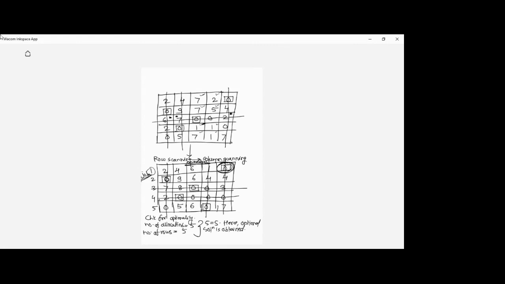Your job number 2 gets allocated to operator number 1. Your job number 3 gets allocated to operator number 3. Your job number 4 gets allocated to operator number 2, and your job number 5 gets allocated to operator number 4. Right? We can also find out what is the time.